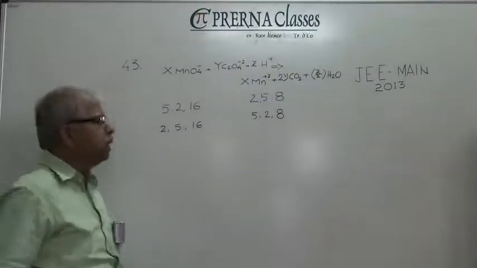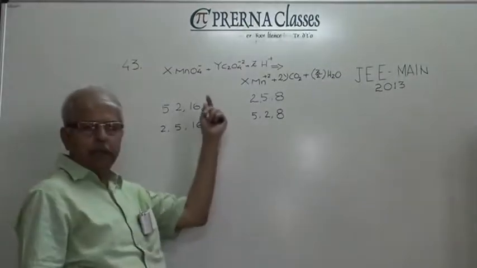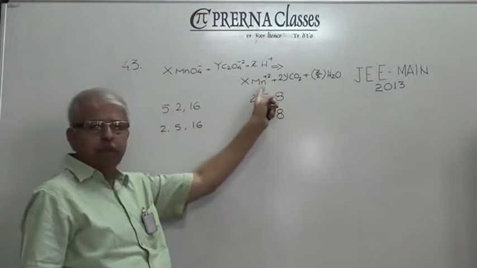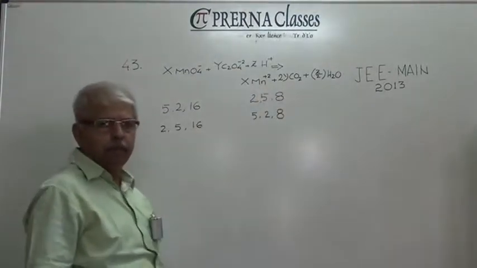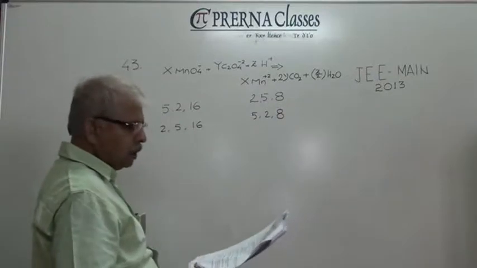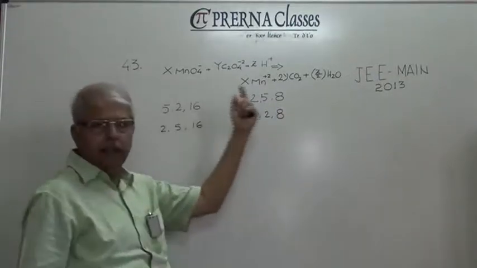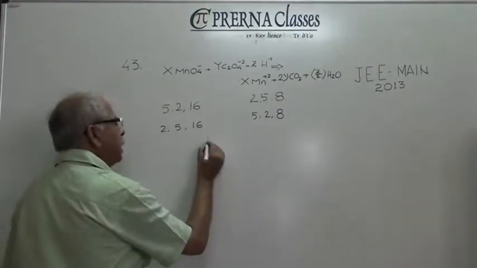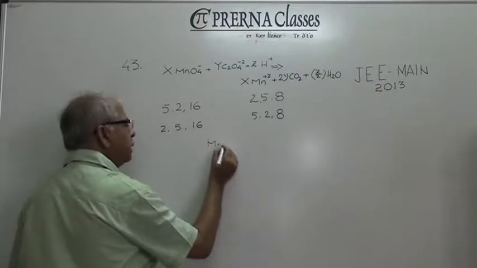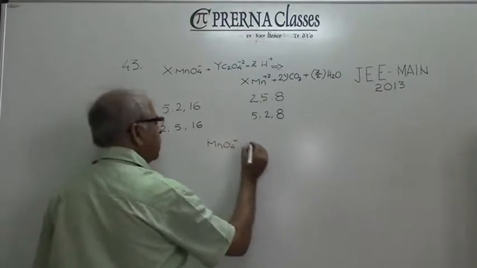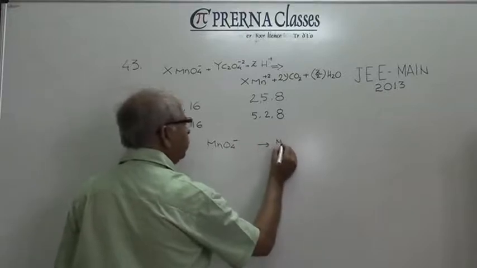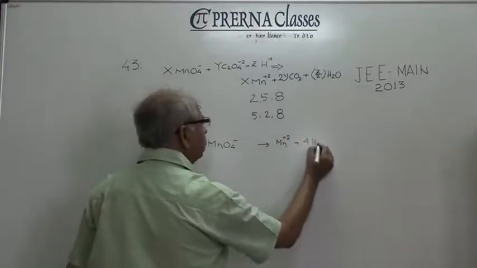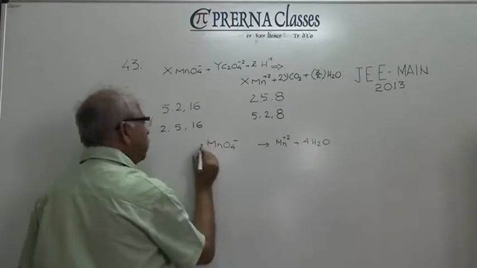An ionic equation is given, a very popular reaction: MnO4- with oxalate ion in acidic medium, that gives Mn+2, carbon dioxide and water. And the question is, the values of X, Y, Z in this reaction are, and 4 options are given. Now, in acidic medium, MnO4- gives us Mn+2. To balance oxygen, I will write 4H2O. To balance hydrogen, I will write 8H+.